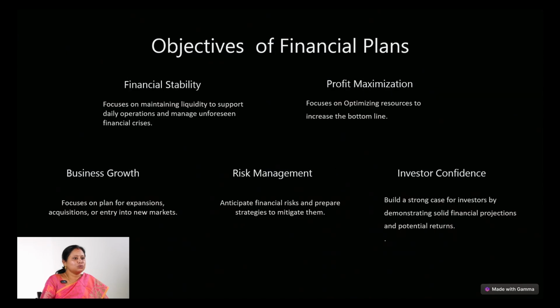Let us now move on to objectives of a business financial plan. The objectives of a business financial plan are what the business wants to achieve with its finances. One of the primary goals is financial stability, ensuring that the business has enough cash to meet its needs and survive in the face of challenges. Another key objective is profit maximization, helping the business generate as much profit as possible by carefully managing its revenues and expenses. Businesses also use financial plans to guide business growth.